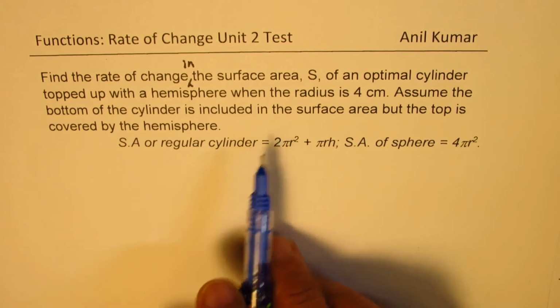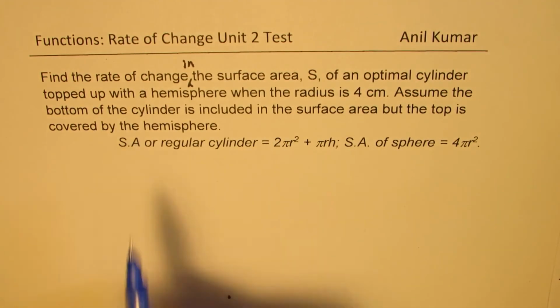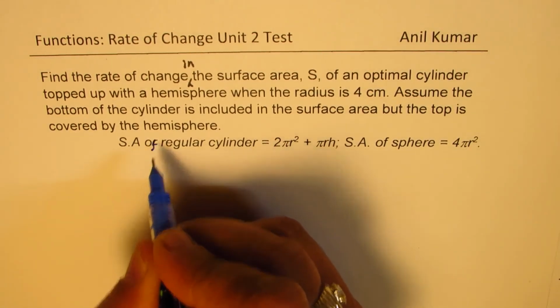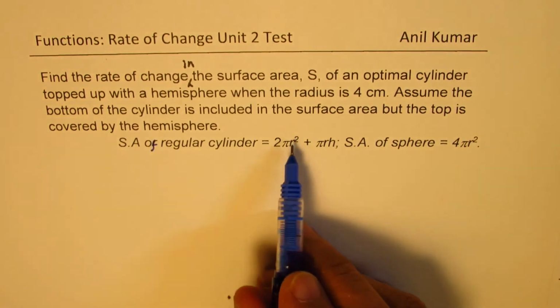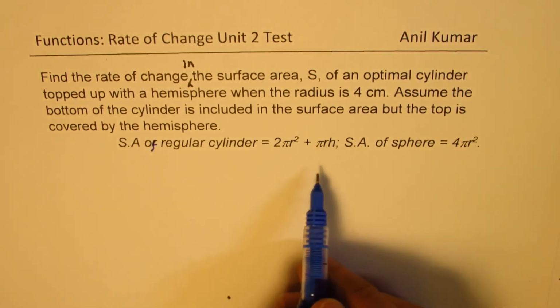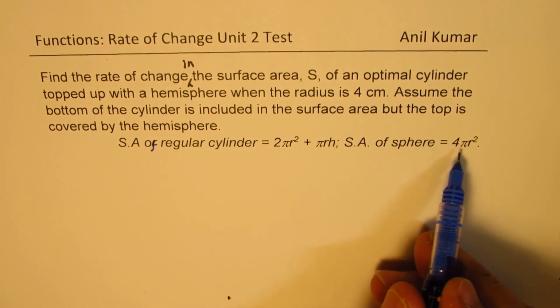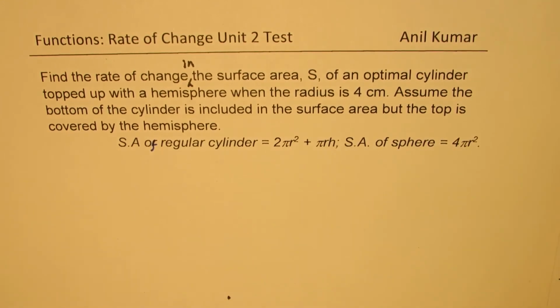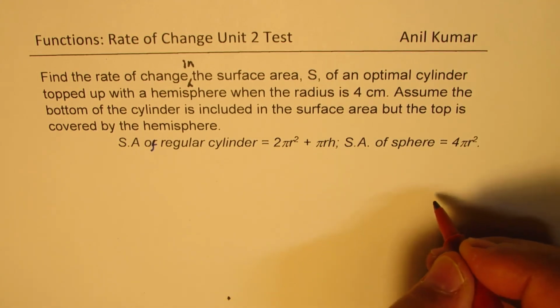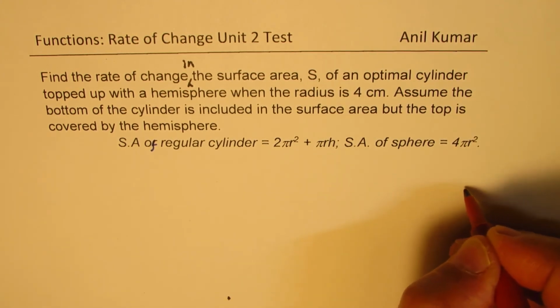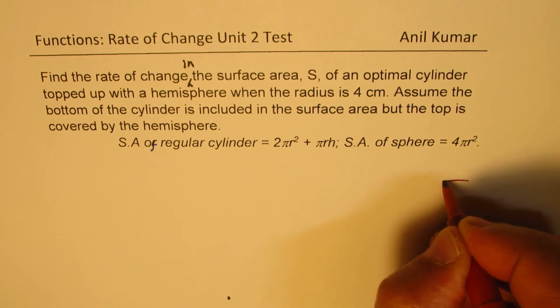Formulas which are related are given to us. Surface area of a regular cylinder is 2 pi r squared plus 2 pi r h, and surface area of a sphere is 4 pi r squared. You can always pause the video, answer the question, and then look into my suggestions. Now let's sketch the scenario. So we have a cylinder, so we can say the cylinder is kind of like this.